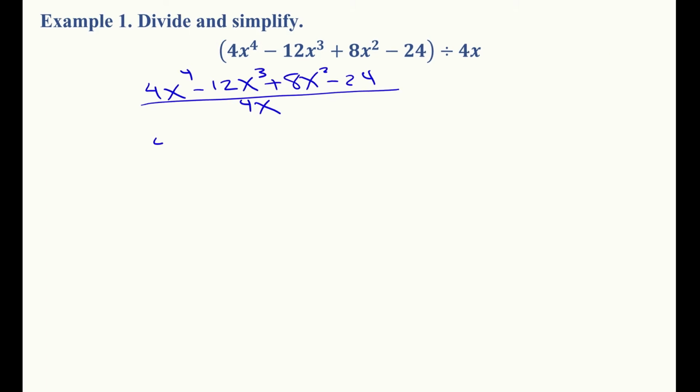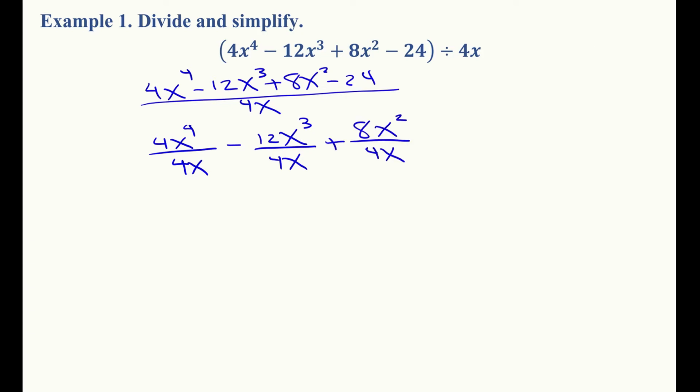All right, so now we will split it up. Again, I definitely would not skip this step. So plus 8x squared over 4x minus 24 over 4x. All right, so we basically wrote each term divided by that common denominator. That's all we did. We just split up that combined fraction.